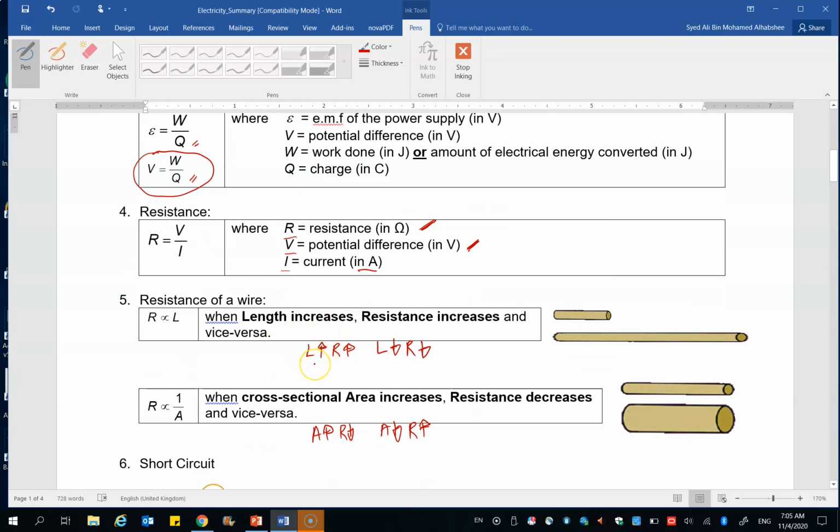When the length goes up... I won't sing again. I think you're sick of hearing me singing already, right?